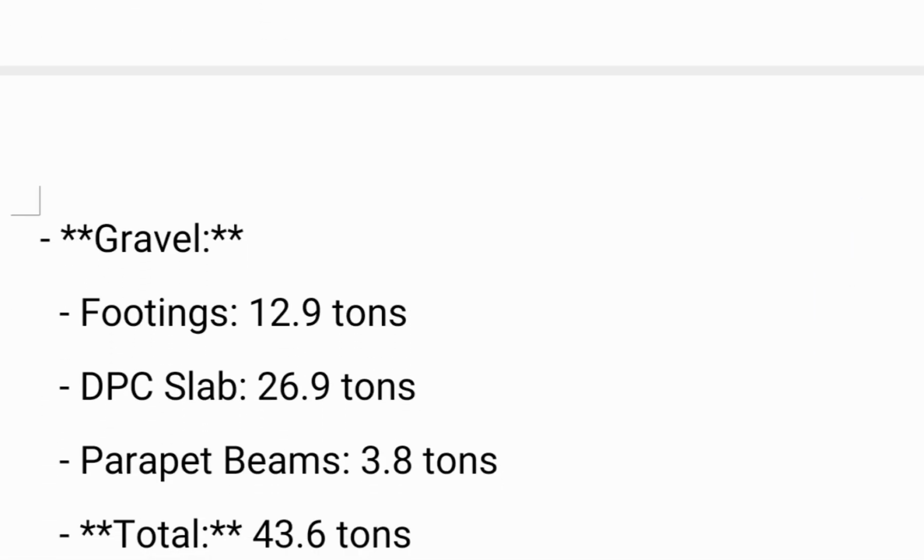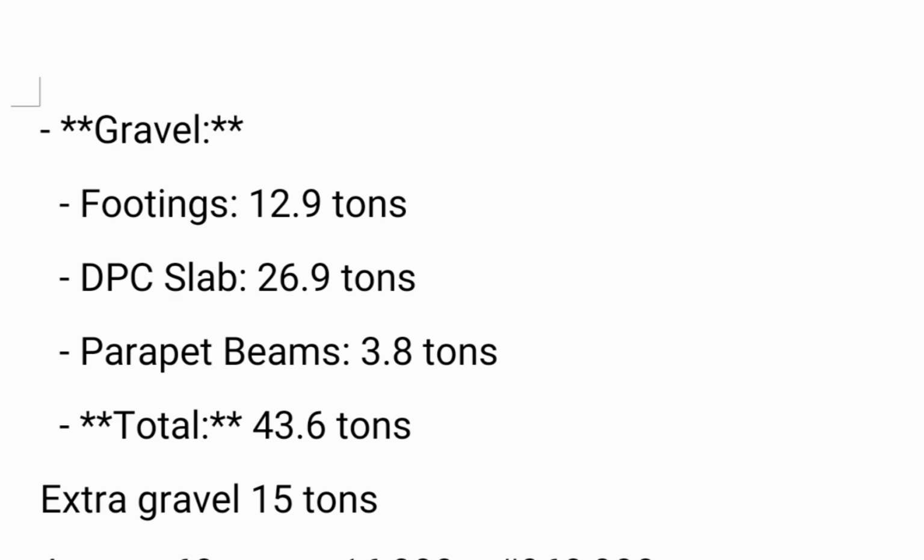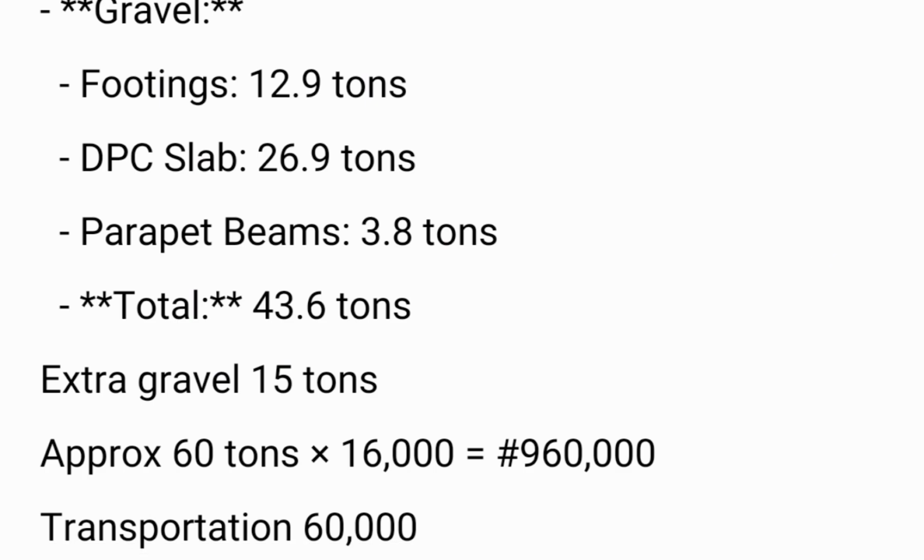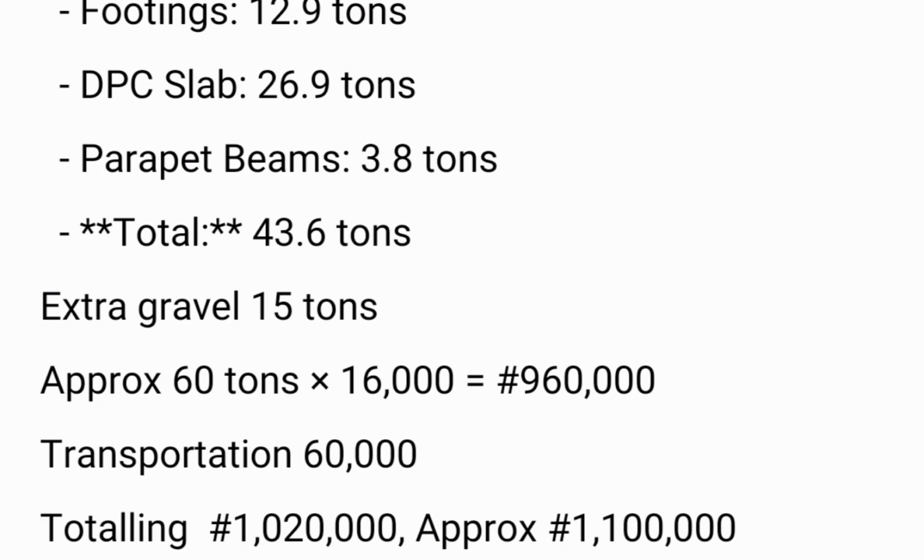Then gravel. Gravel for footings, 12.9 tons. DPC, 26.9 tons. Parapet beam, 3.8 tons. Total, 43.6 tons. Extra gravel, 15 tons. That depends on you. You can just decide to go for 50 tons, okay? Add extra 7 or 6.4 to give you 50 tons.